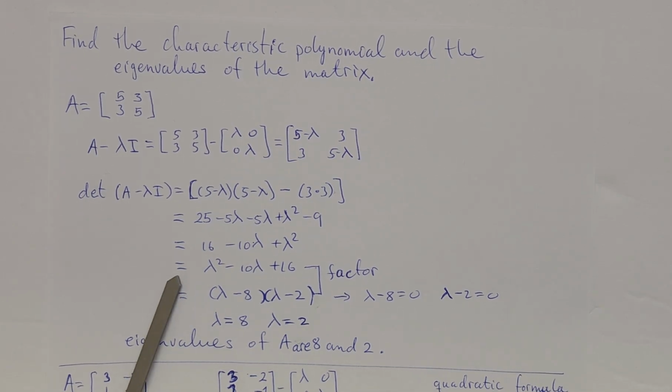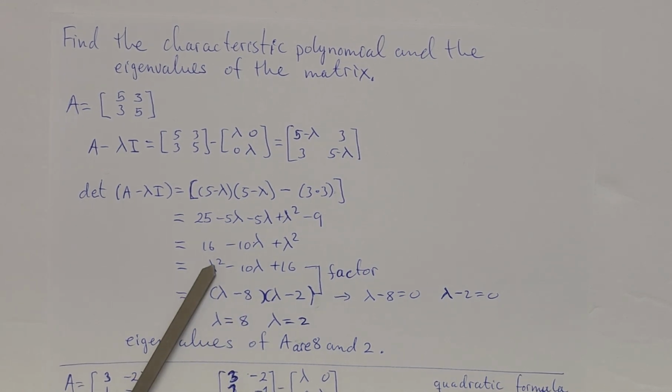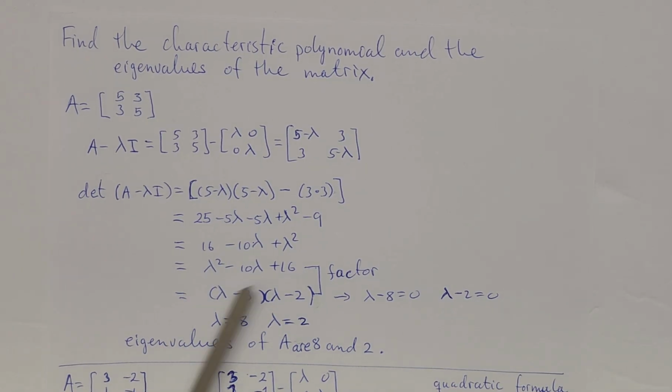Rewrite it from the highest power down to the lowest power. So lambda squared minus 10 lambda plus 16. After that, factor, and this is factorable, so it becomes lambda minus 8, lambda minus 2. Solve for lambda, so lambda is 8 and 2.